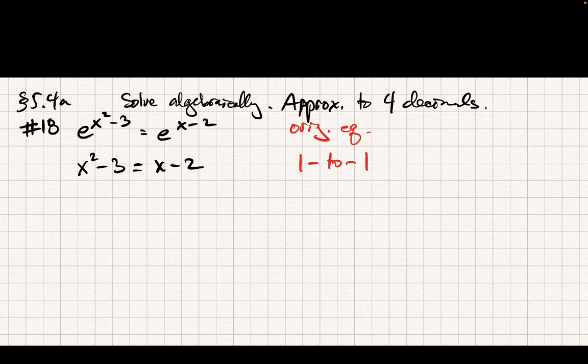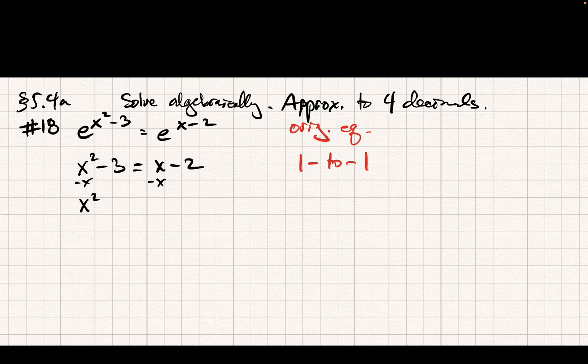And then what do I do with x squared minus 3 equals x minus 2? You want to have all your variables on one side. So how do I put everything on one side? You subtract x, and then you would add 2. I want to subtract x from both sides.